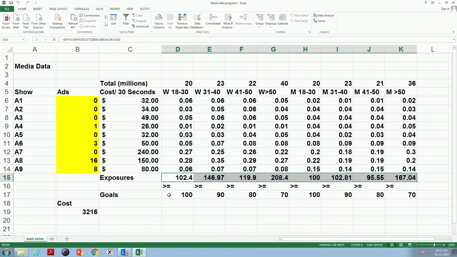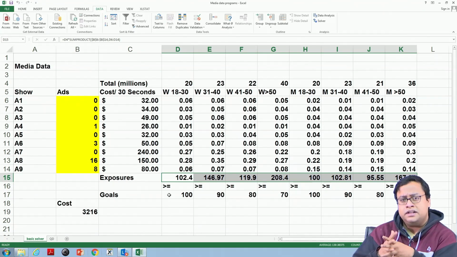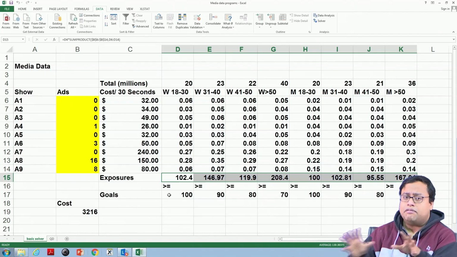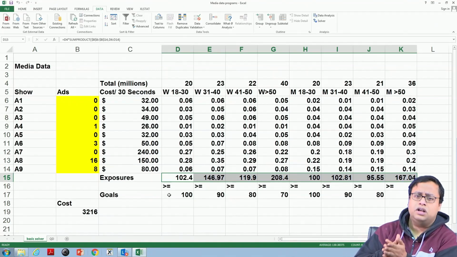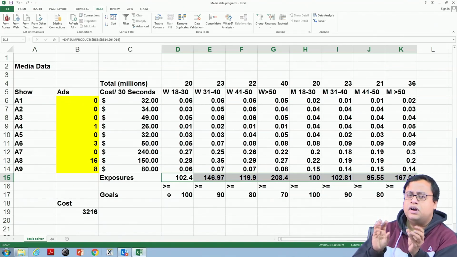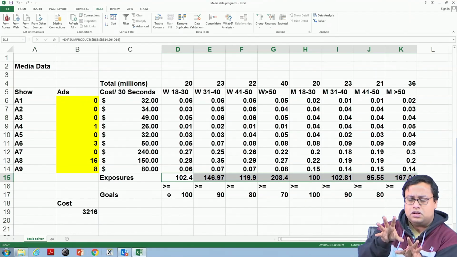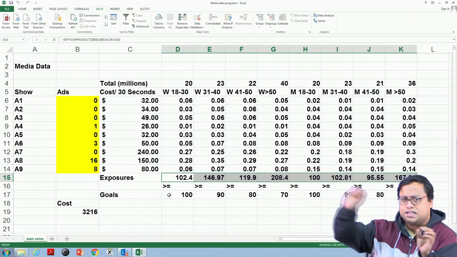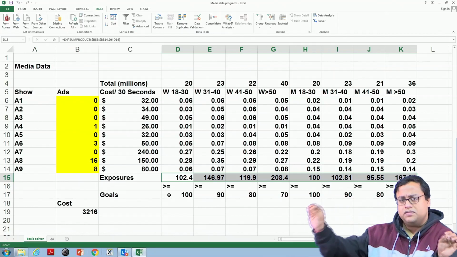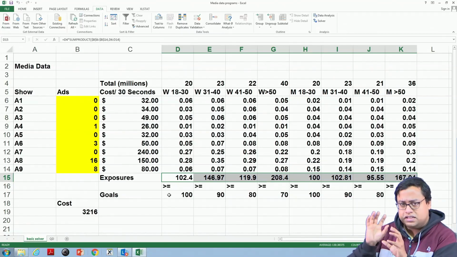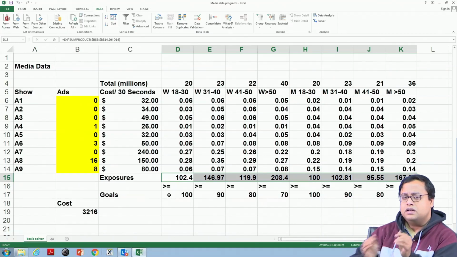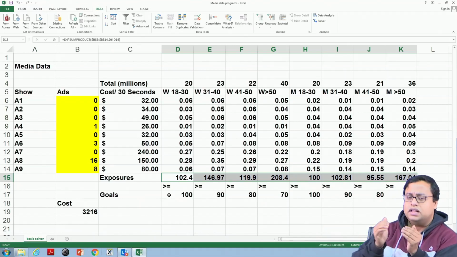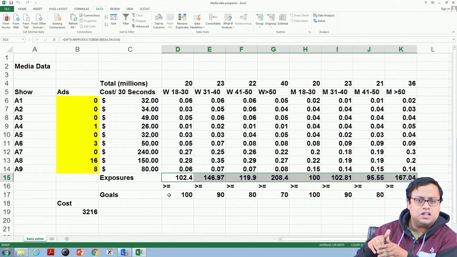Now, if the demographic profiles for different channels or different countries are different, then you have to bring in those kinds of complexities in the modeling also. But effectively what you have to do? You have to put the values, number of ads you want to put in various channels or various programs in various channels, find out how much is your final exposure, whether the final exposure is higher than the goal exposure, minimize your cost and then change that thing.